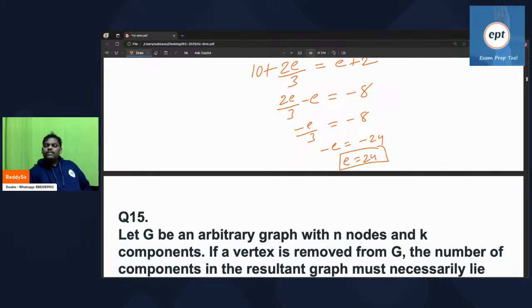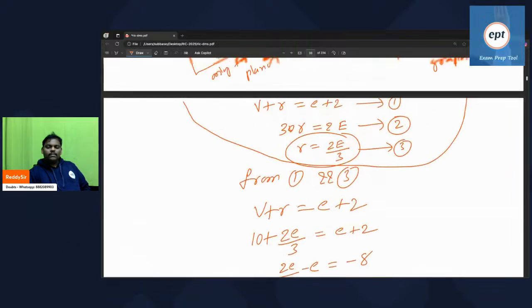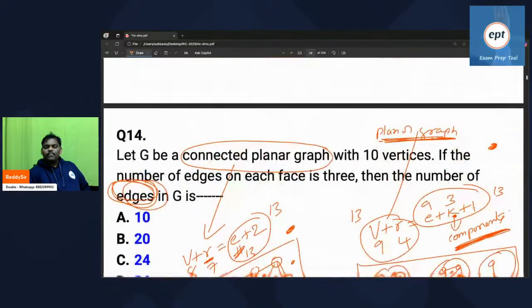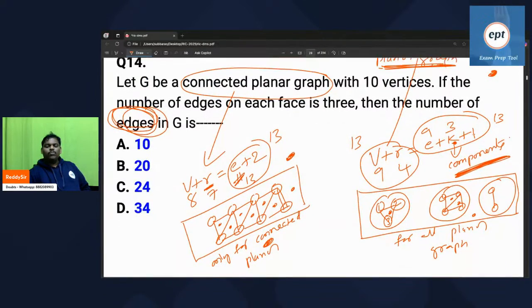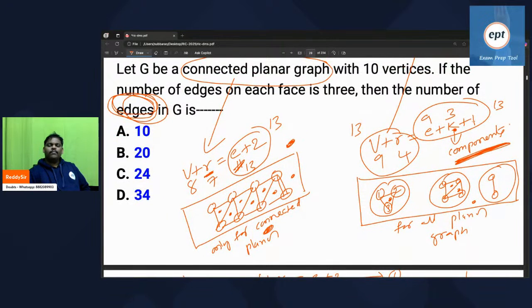Sir, is this graph considered in three-dimensional space? Whatever it is, Aditya, don't think more. Simply, it's a planar graph. Planar graph means nowhere are there edge crossings. Whatever you are saying may be true also. Don't think more. If really required, we'll think about it.